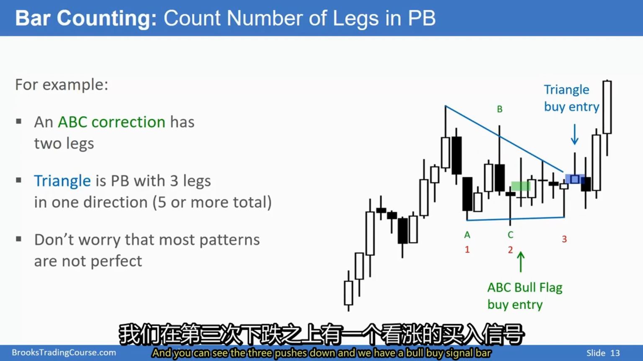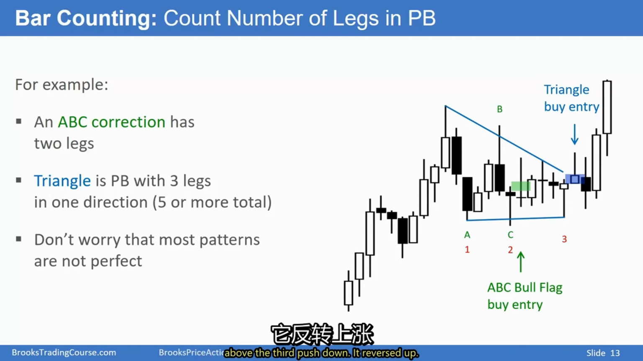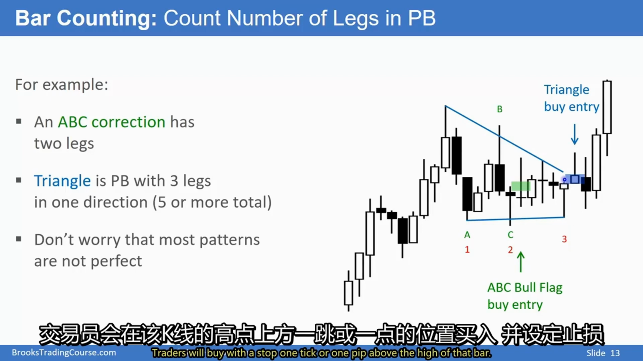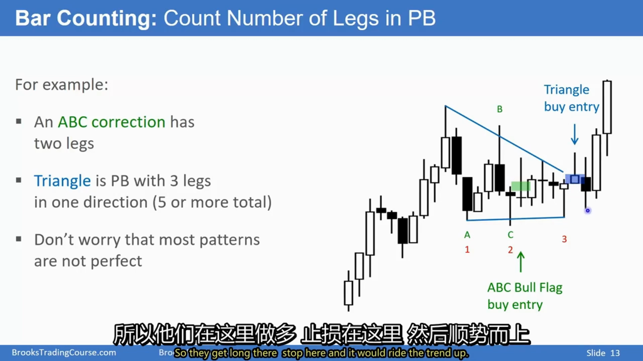And you can see the 3 pushes down. And we have a bull buy signal bar above the 3rd push down. It reversed up. Traders will buy with a stop 1 tick or 1 pip above the high of that bar. So they get long there, stop here, and they would ride the trend up.